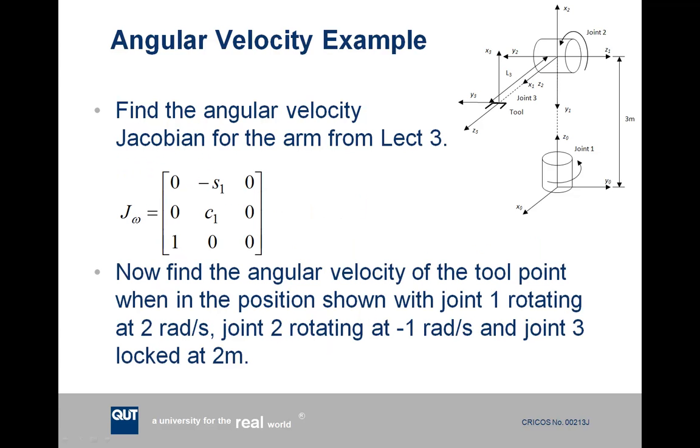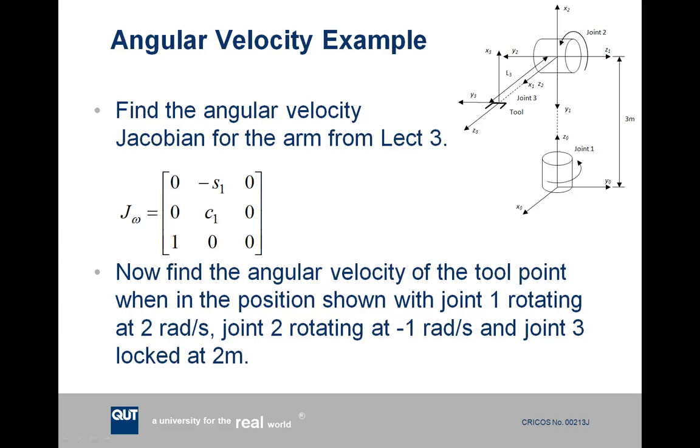Or P3, whatever it is, equal to 0, because it's a prismatic joint, so it doesn't contribute at all to the angular velocity of our tool point. So now that we've got our angular velocity Jacobian, we can actually try and plug some numbers into it.